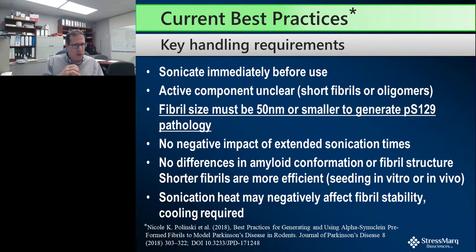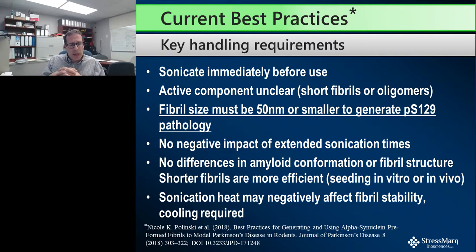Now, the size of those, which is a really key element of that publication and others, of course, is that the size must be about 50 nanometers in length or smaller to generate the successful phosphoserine 129 pathology. If you don't do that, or if you have larger ones, then the success of the experiment is in question, and the experiment will fail. There is no negative impact, interestingly, of extending the sonication time. So essentially, what we're saying is we can't overdo it.